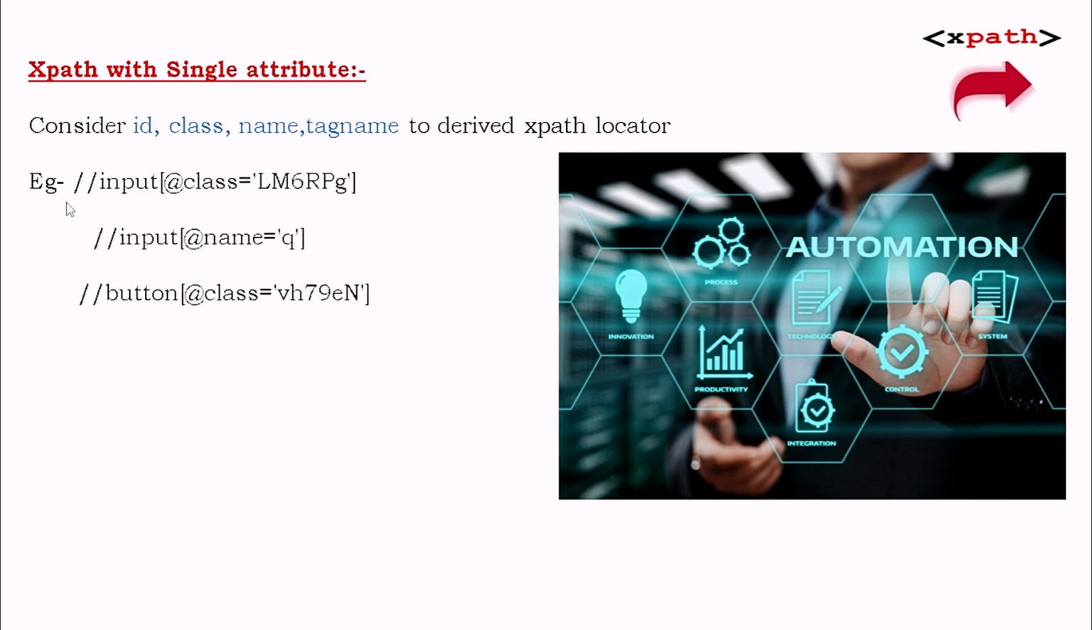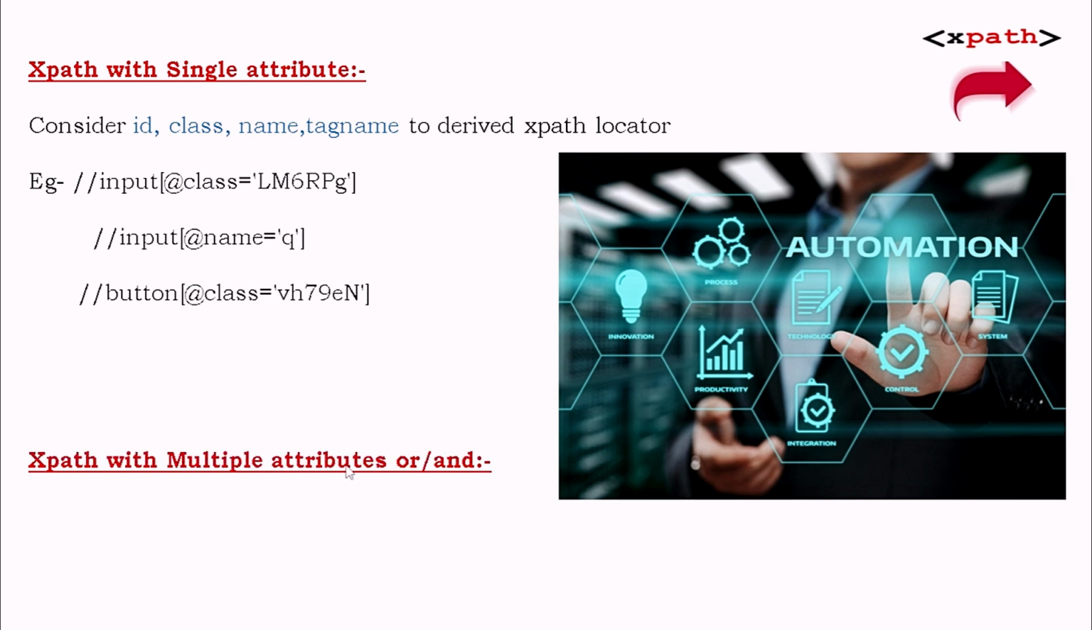Here is the example, and we have already understood what the relative XPath is. It always starts with //input in brackets @class, and you need to provide the value of the attribute: //input[@name='q'], @class, and you can also provide the ID. So you can provide the available attributes here to derive the relative XPath.